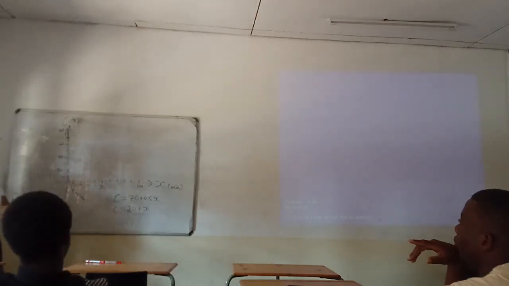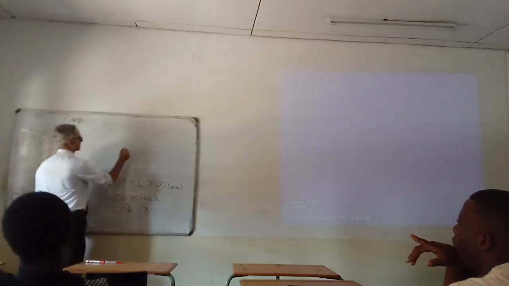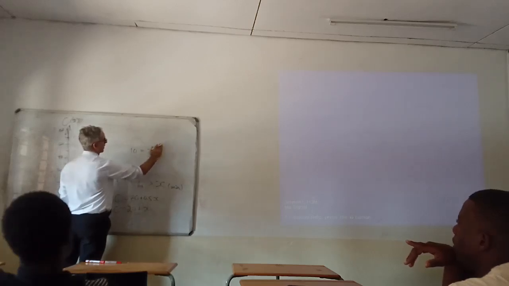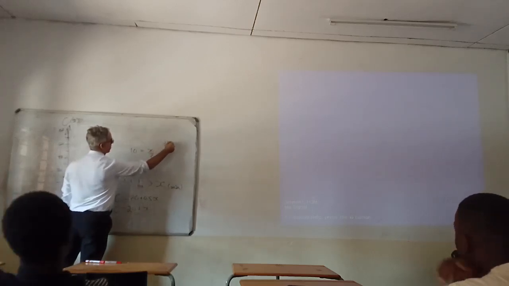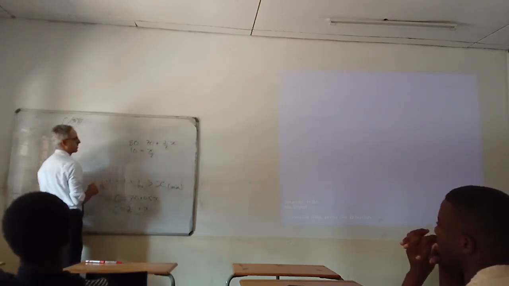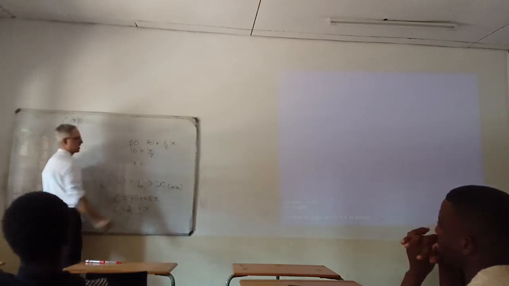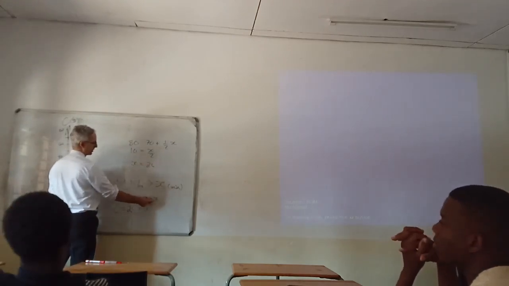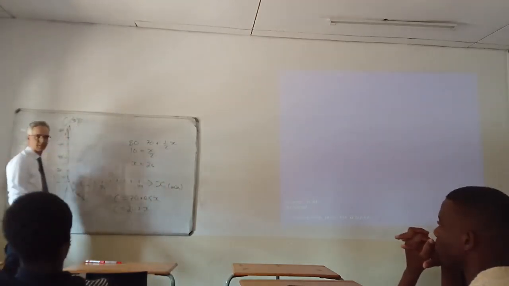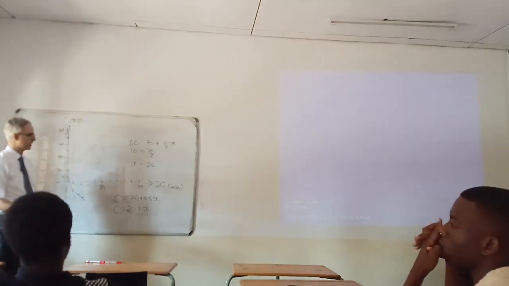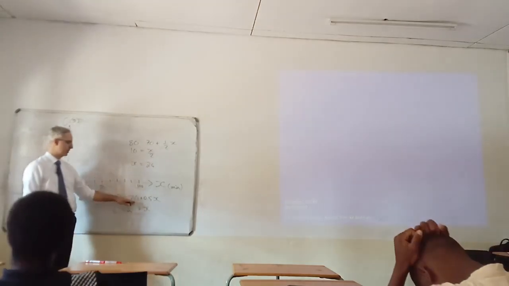So X equals what? It's too light to see, no? 0.5 is the same as a half, right? Twenty. 20 times 0.5 is 10. 0.5 is half, right? So 20 times half is 10, plus 70 is 80.